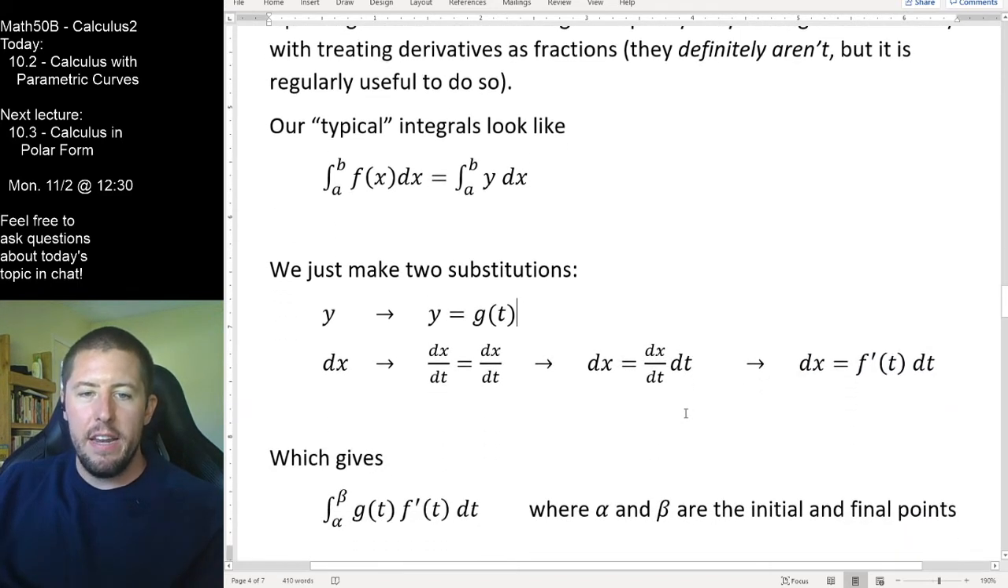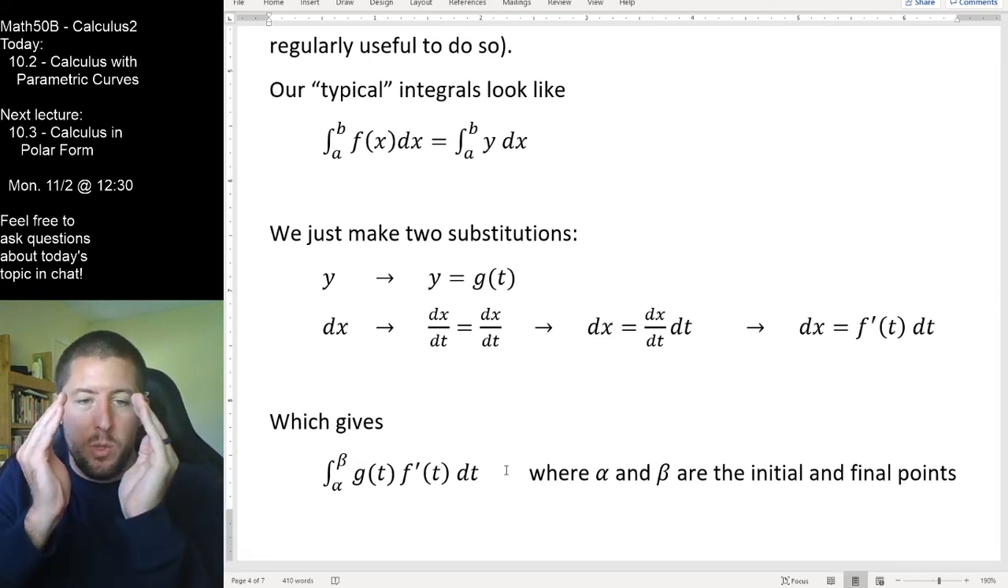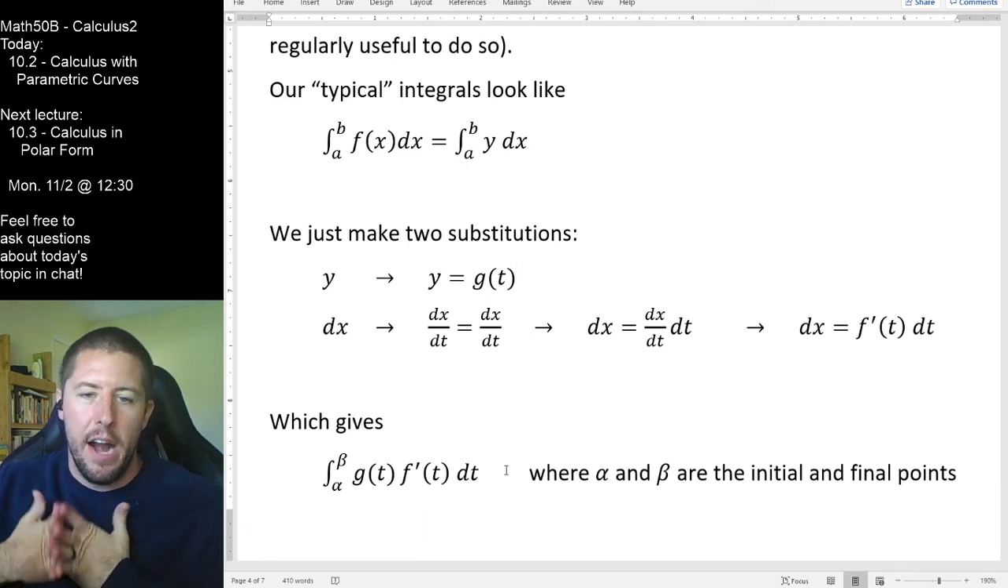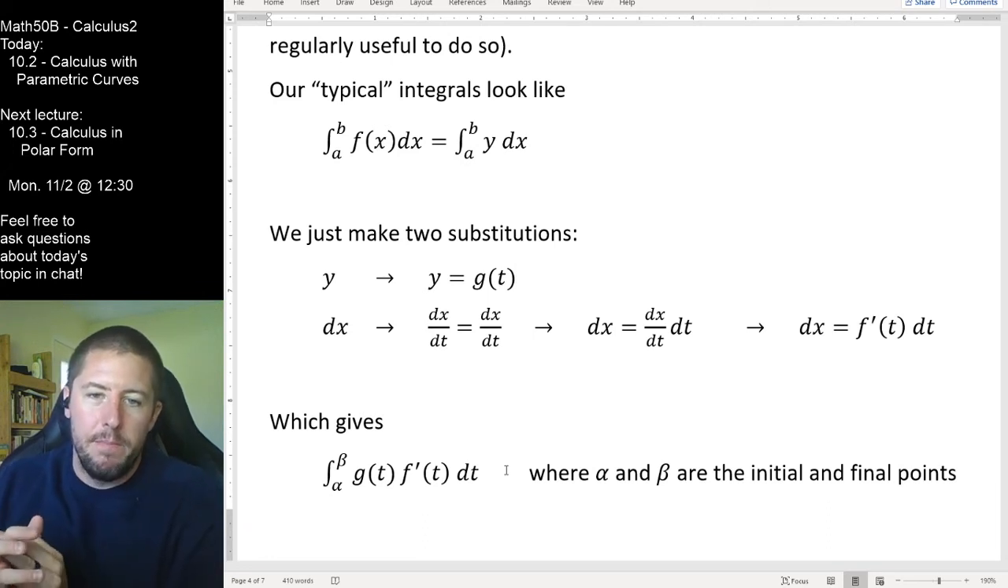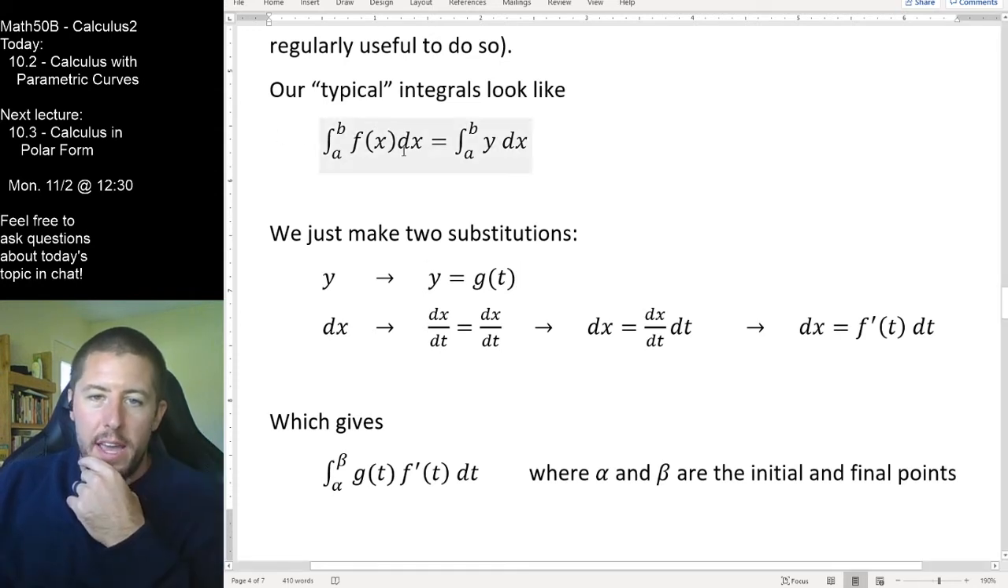The only other slight difference that we want to distinguish between here is that a and b should be more indicated as alpha and beta right here because they are general points in space. A and b are x values. Alpha and beta are xy ordered pairs. They are our starting and our ending locations there. And so here we've just substituted the terms. Y became g of t, dx became f prime of t dt. And so now we've got our new formulation right here.